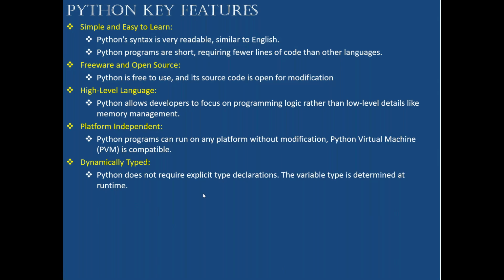Let's say a equal to 10. Next a equal to Rama. Can I assign like that in Java, SQL or C language? A equal to 10, then a equal to Rama. No, sir. You have to decide the type.